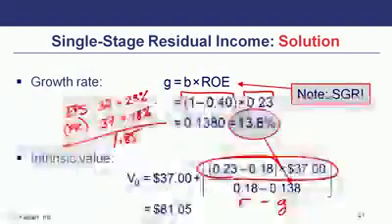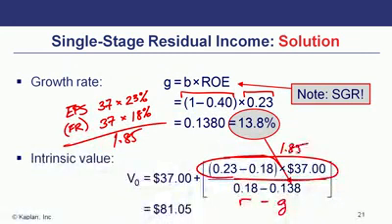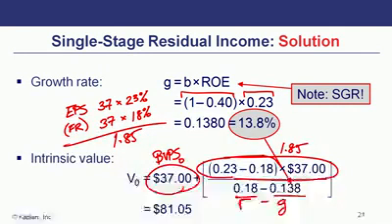It doesn't matter which way you want to do it, one or the other gets you the same answer. This whole numerator part, 1.85, and then I got my required rate of return on equity of 0.18, and then 0.138 as my growth rate that I calculated up front. Initial book value per share at time 0, 37. Add this to that value, I get to $81.05 for my whaling company.